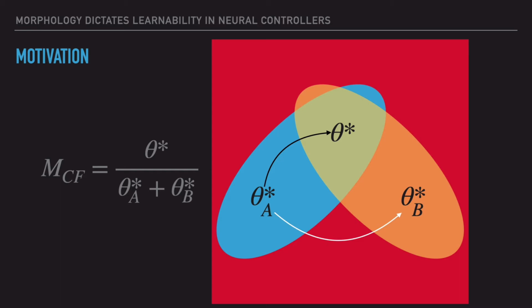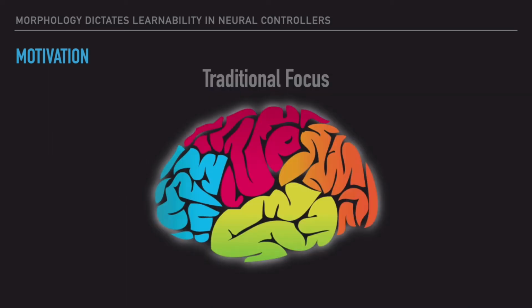Here we wish to find a set of overlapping parameters that solve both tasks. Let's define a metric, M sub Cf, that represents the likelihood that a solution to A is also a solution to B, and call this metric a network's resistance to catastrophic forgetting. The traditional focus of research in this area is what we would call brain-centric. It focuses on either developing new learning algorithms or new neural architectures that improve either the learnability or the resistance to catastrophic forgetting over some task.